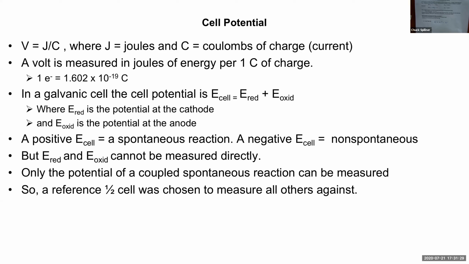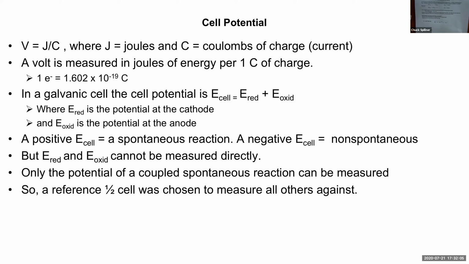But it turns out that the potential for reduction and oxidation cannot be measured directly. Of course, you can't measure just half of a reaction. You can only measure a whole reaction. So the way you measure is you get a cell and you have a voltmeter and you measure the volts. So there's no absolute zero for these. So the way that they're measured is a relative measurement.